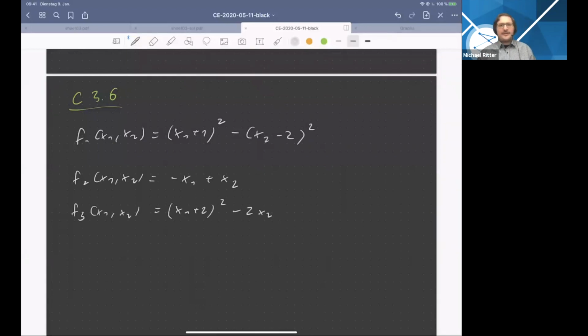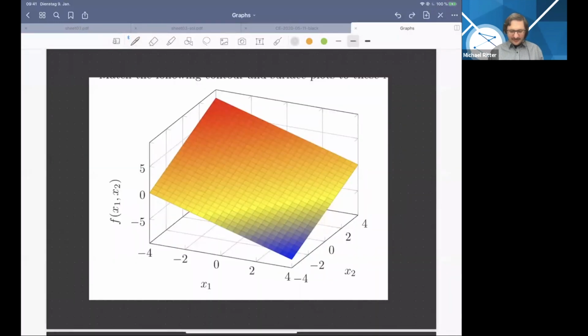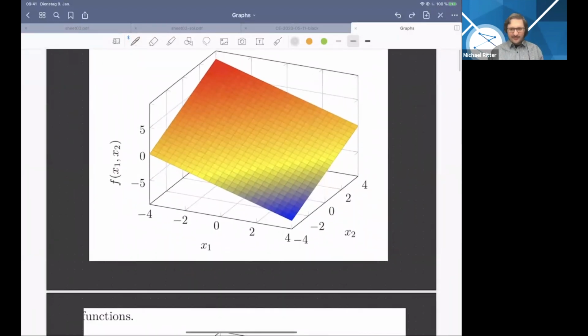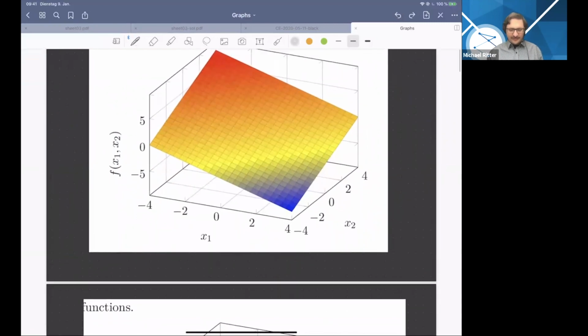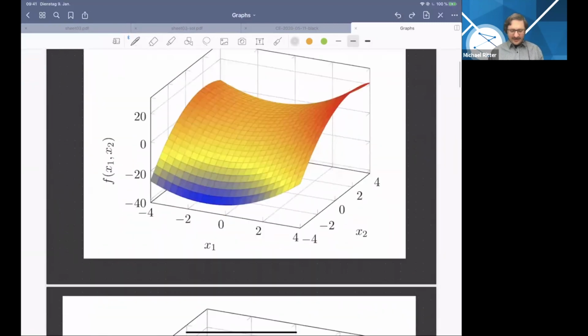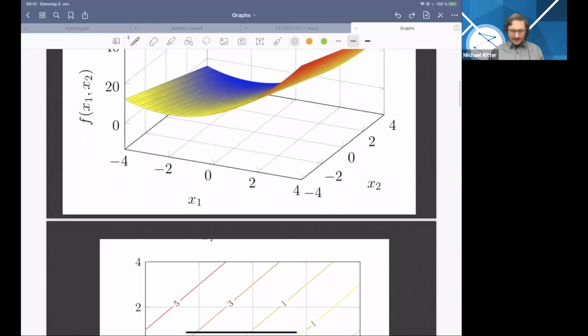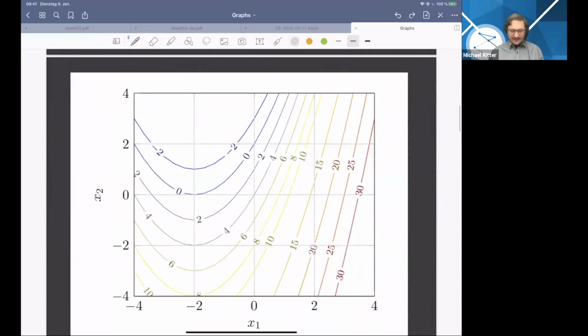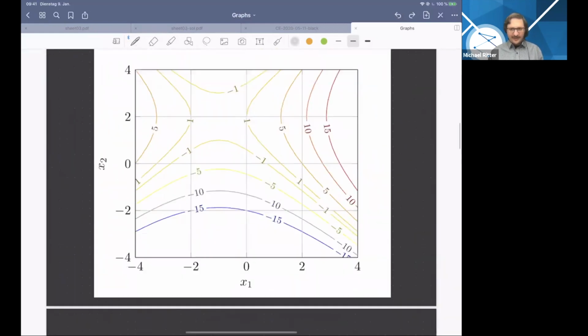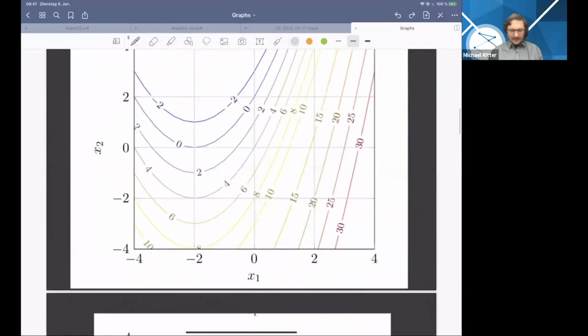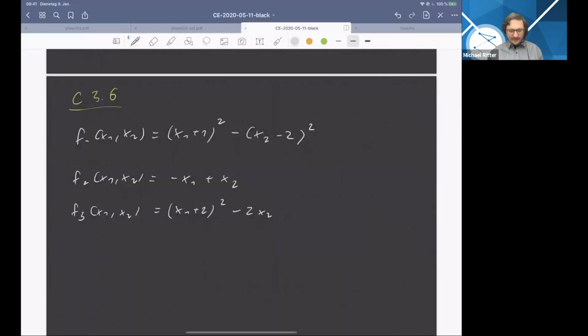And the task here is to match the surface plots that you can see on the sheet and the level sets that you can see on the sheet to these three functions. If you can't see that on the sheet, I have those plots here. So that's one of the level sets, one of the surface plots. That is one, and that's the third one. And here's the corresponding level sets. And let's see what functions could fit to those.